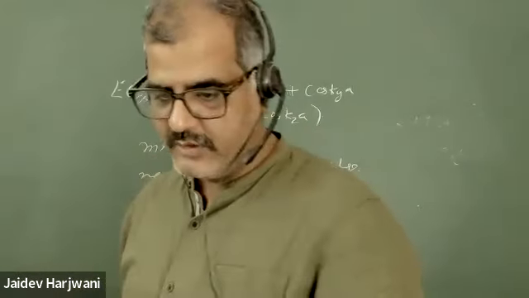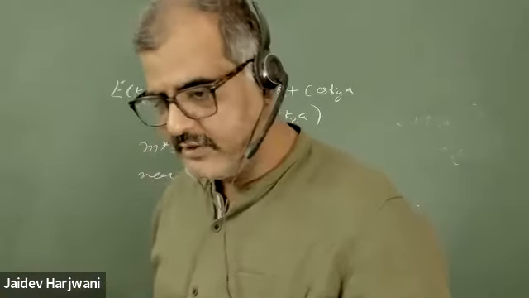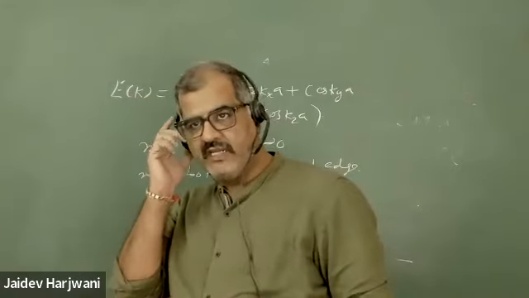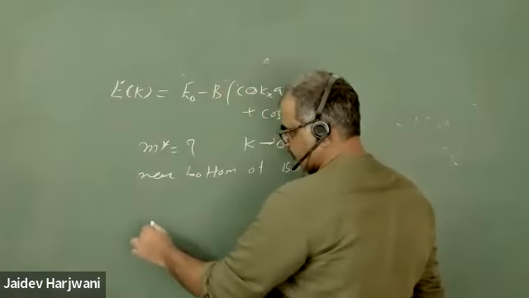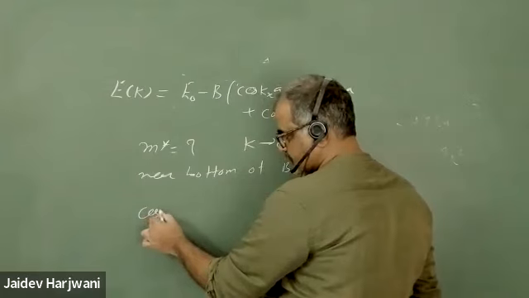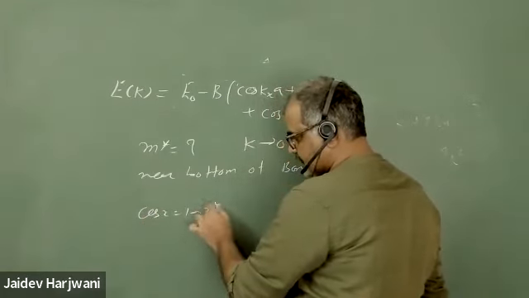When k tends to 0, then what do you write? You approximate cos x value by 1 minus x square by 2, that is cos x is equal to 1 minus x square by 2.